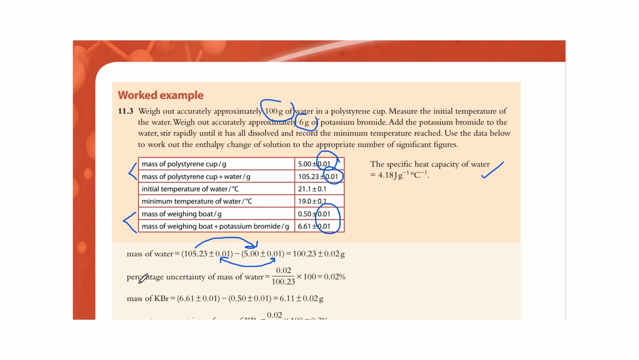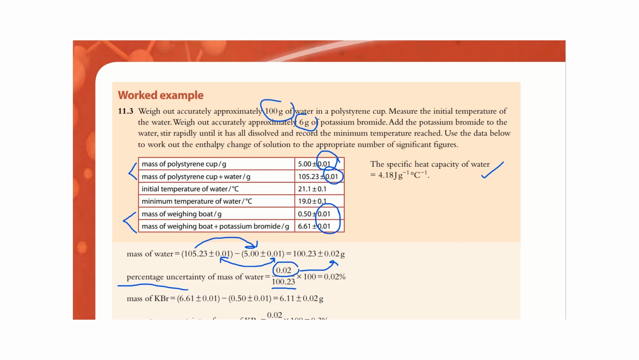The next thing that you can do is to calculate the percentage uncertainty of the mass of the water. Now this is really easy because all you need to do is to take the total uncertainty that you got here, and you divide it by the measurement that you actually have. So here, the total uncertainty was 0.02 because that's the scale. And then you divide that by the mass of the water that you actually used. And because it's a percentage, you multiply by 100 and you get 0.02%.